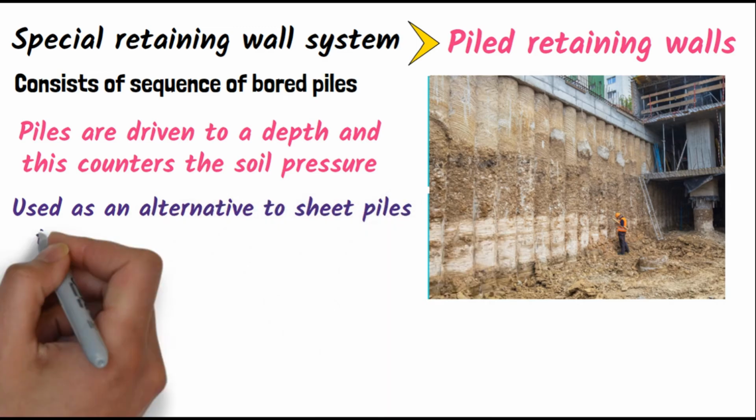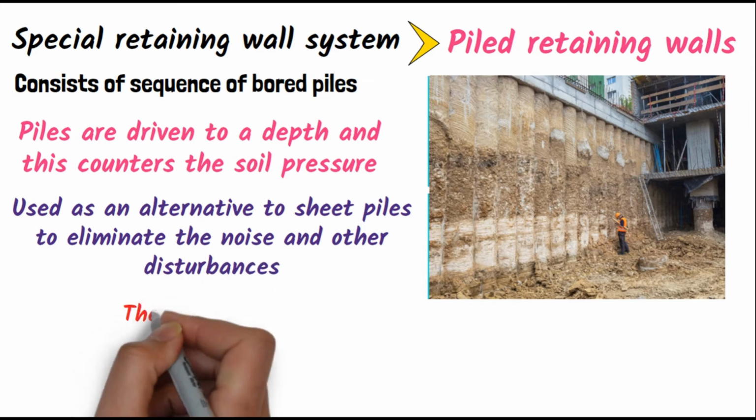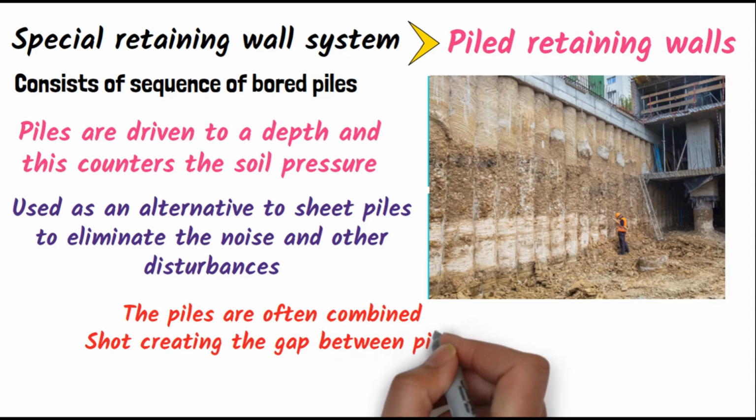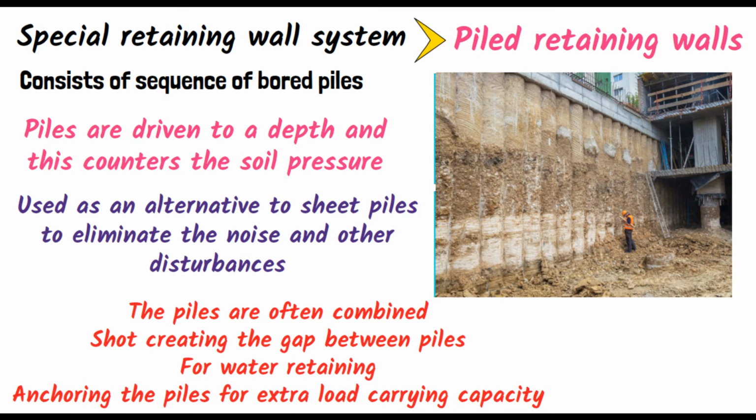to sheet pile because sheet pile used to make a lot of noise and other disturbances. These piles are often combined with shotcreting the gap between the piles, because the piles have some gap between them, and that area will be shotcreted to make the structure protected from water flow during the construction activities.